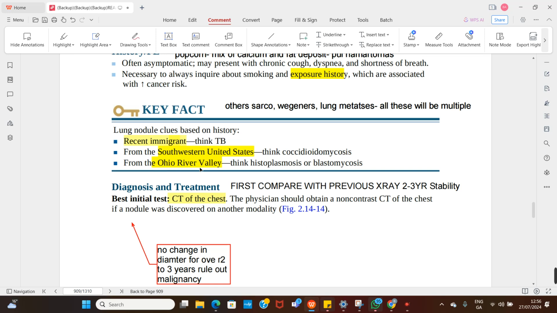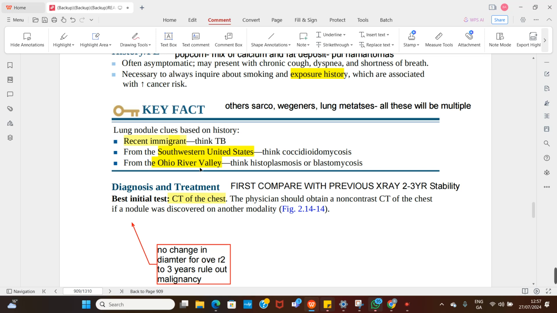So once you are saying Ohio or Mississippi, you are thinking of two things: either histoplasmosis or blastomycosis. They are very easy to identify. It's like plantain chips. Once you get them, you will get it. I can assure you, you will get it.